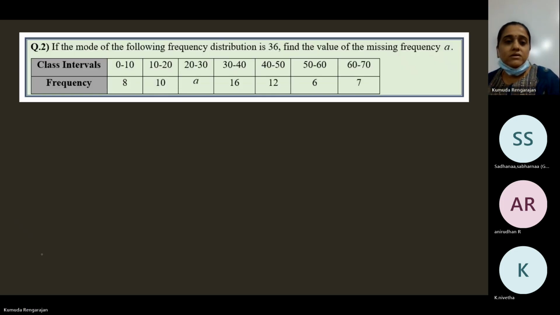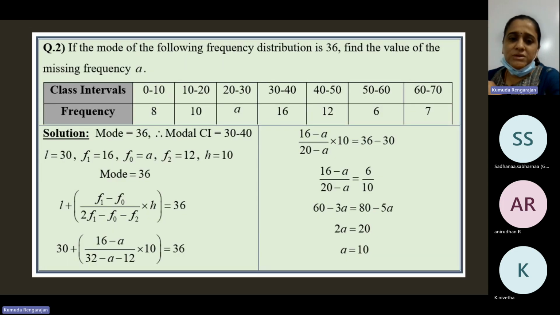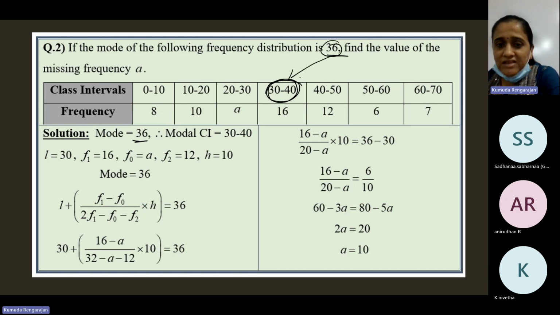All right. Now here we are given the value of mode. Mode is 36. Find the missing frequency A. So this is similar to when we are given the median and asked to find the missing frequency. Same method. Since mode is 36, the value 36 belongs to this class interval 30 to 40. Therefore, 30 to 40 is the modal class interval.